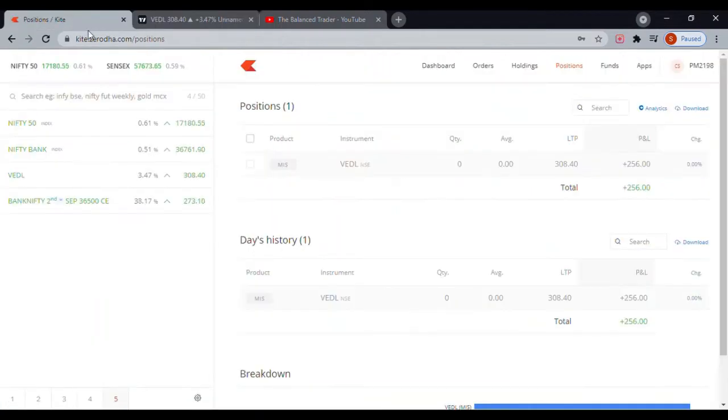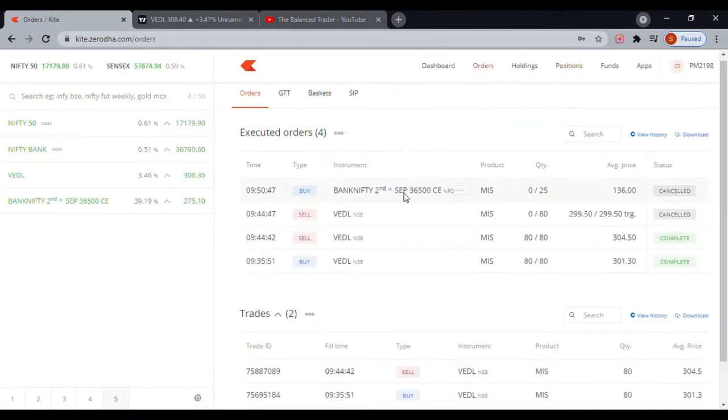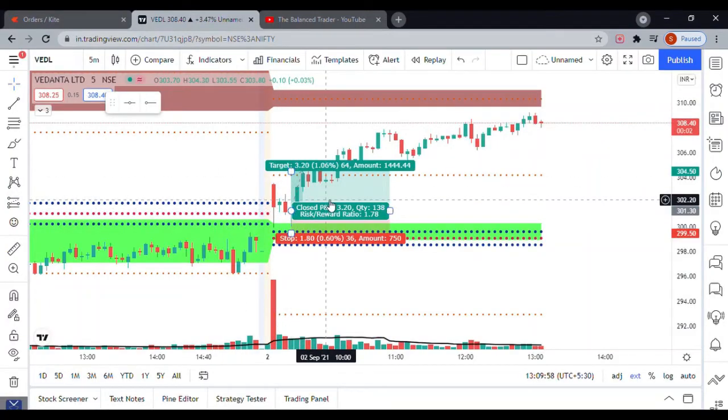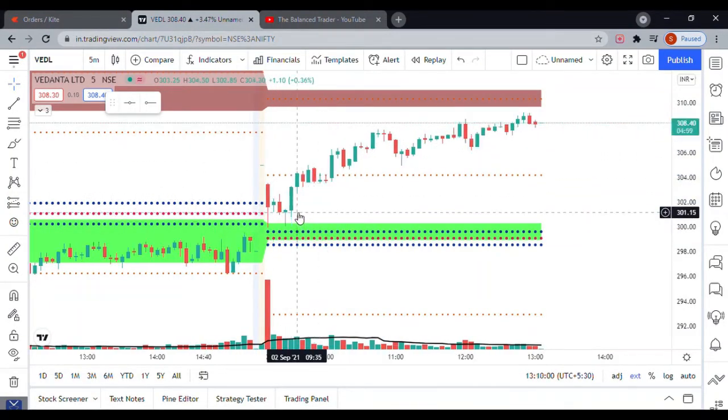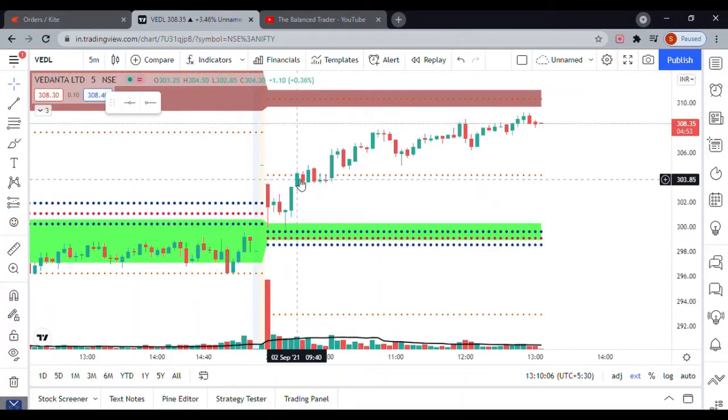I will show you the positions. So see, the position is here only. The order book I have shown. See, the buy happened at 301.3, that is exactly like this. The price is around 301. I placed the order around 301.3 and I exited it around 304, that is this candle.